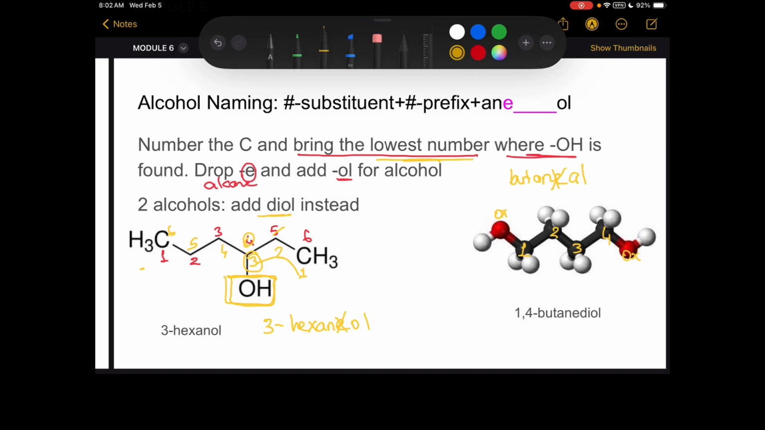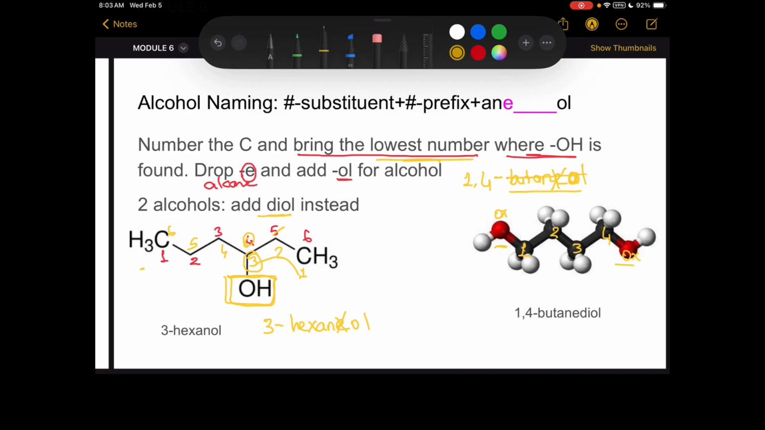I have one OH on carbon number 1. I have another OH on carbon number 4. So I have to tell where those OH groups are located. Carbon number 1 and carbon number 4 have an OH group, right? Oops, it's butanol, not butane. So 1,4-butanol. When I say butanol, it tells me there's one OH group, but there are 2 OH groups. So then we make butane.